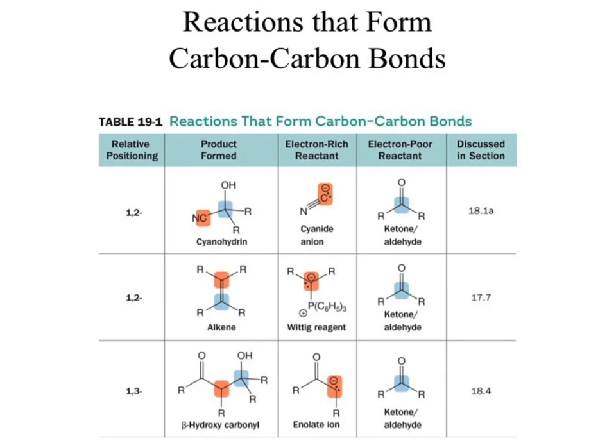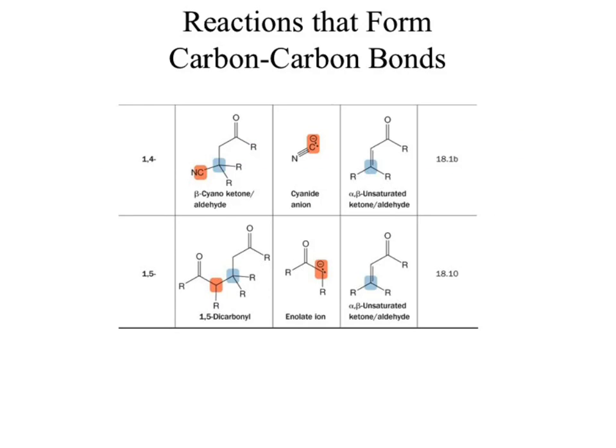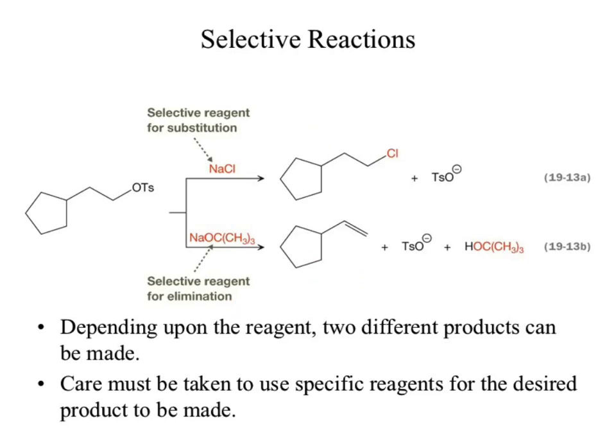So let's just move beyond that. Reactions that form carbon-carbon bonds are the big ones. We've talked about these: your cyanide, your Wittig, your enolates, which will become really important in parts of chapter 18. They don't have Grignards listed on here because I think that's on the next part of the table. So there's a variety of ways we can make carbon-carbon bonds. Nearly all of them are named reactions.